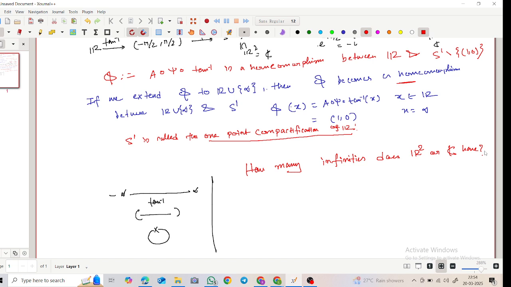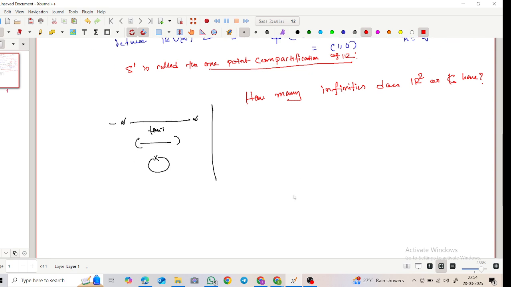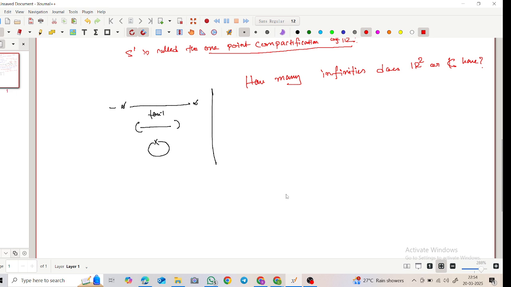So he is saying that we can extend this idea. How? Instead of S1, replace S1 by S2 this time, and replace S1 minus (1, 0) by S2 minus (1, 0, 0). We call it the north pole of S2.